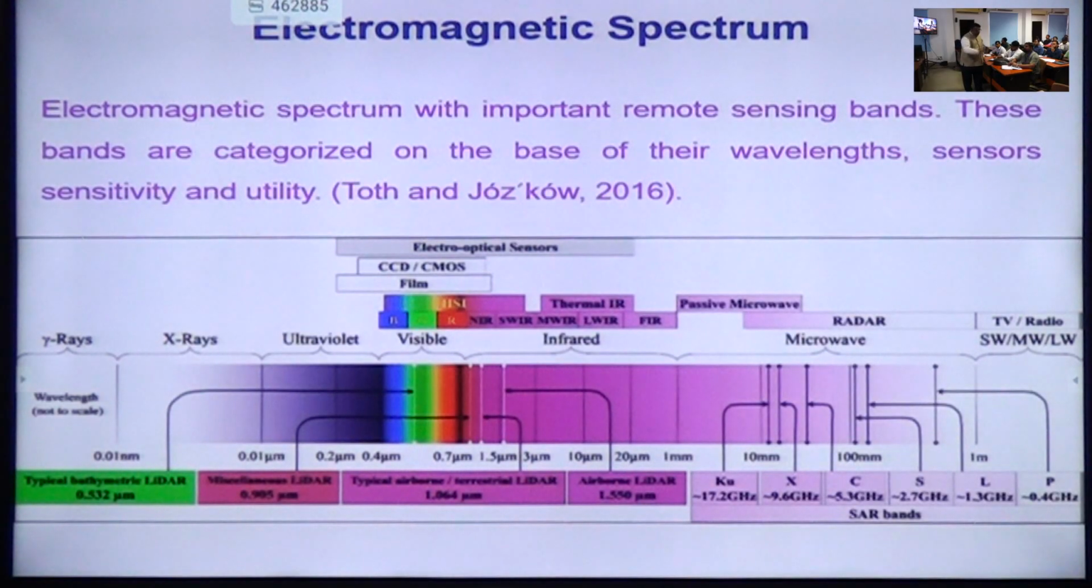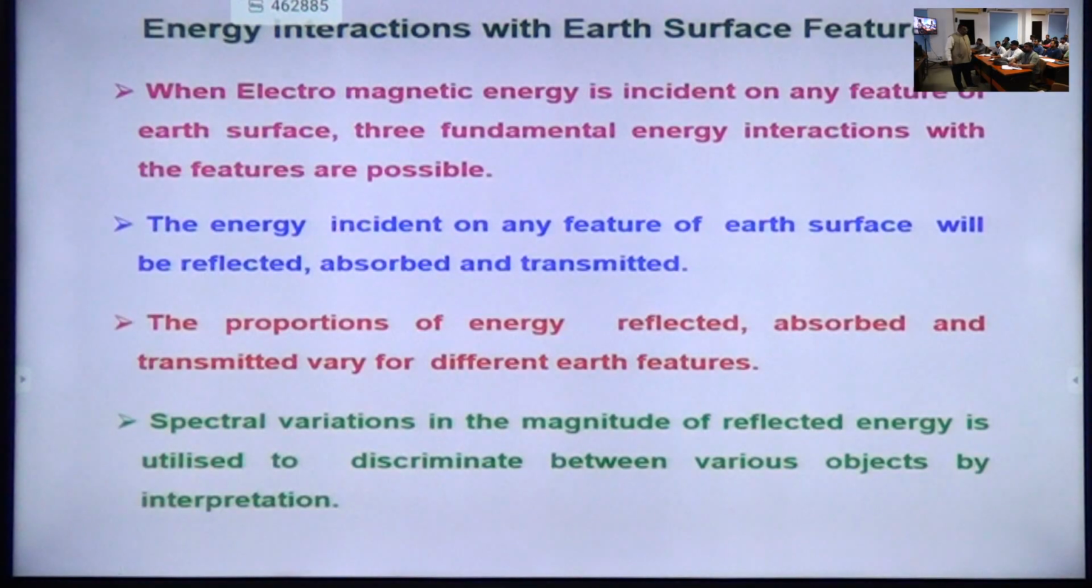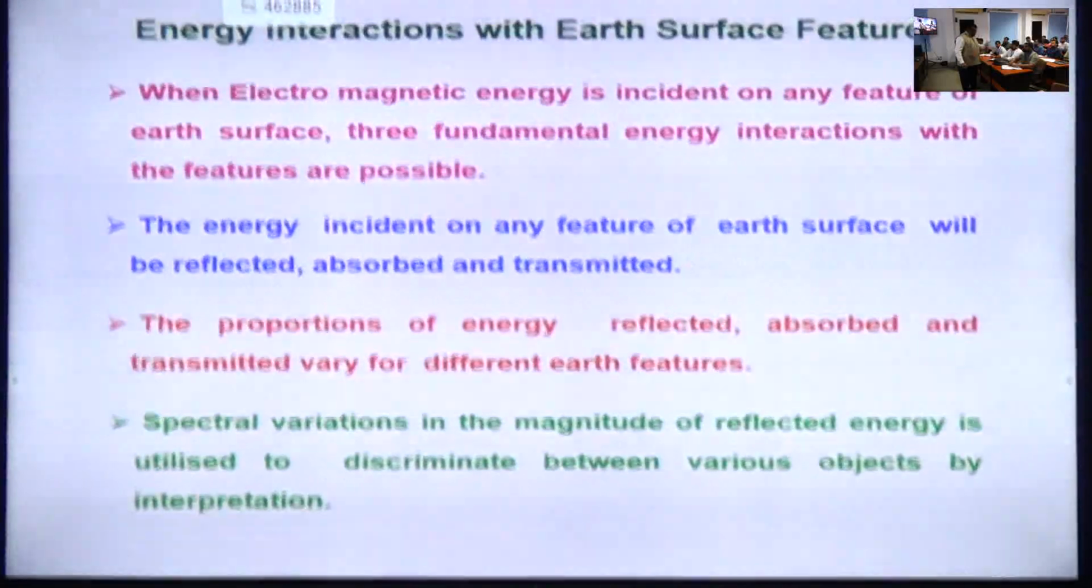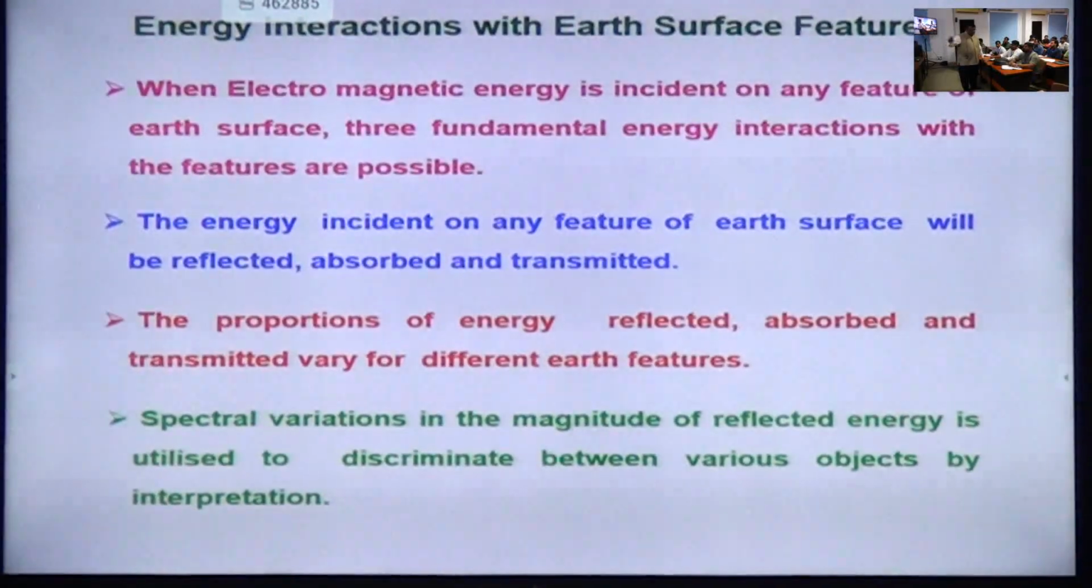Suppose it is falling on water, then transmission, absorption, and reflection will be different, whereas if it is falling on the road, it is different. Okay. So spectral variation in the magnitude of reflected energy is utilized to discriminate between various objects. How it is being reflected, we are going to utilize for discriminating various objects. What is the purpose of remote sensing? You want to get the information, no. So we are going to utilize this particular phenomenon.